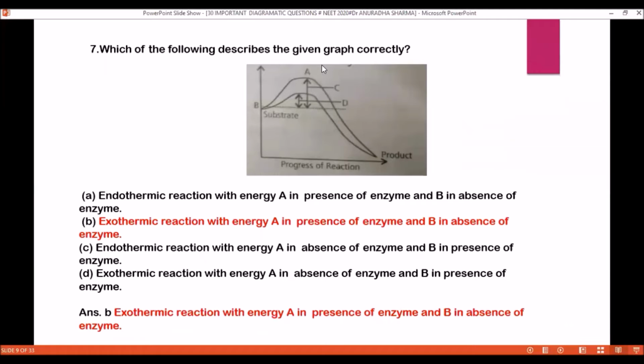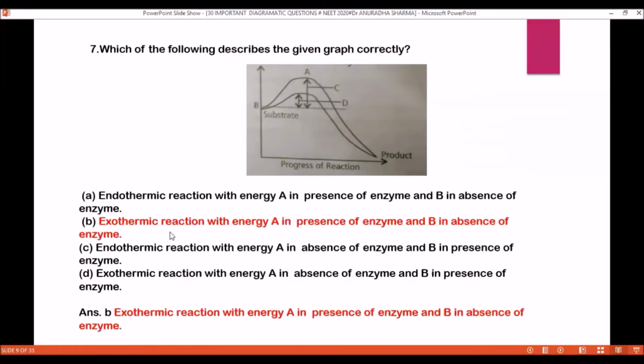Now, which of the following describes the given graph correctly? This is the diagram showing the reaction which is taking place in presence of a catalyst. So we can see that, which of the following describes the given graph correctly? Options are: first, endothermic reaction with energy, A in presence of enzyme and B in absence of the enzyme.